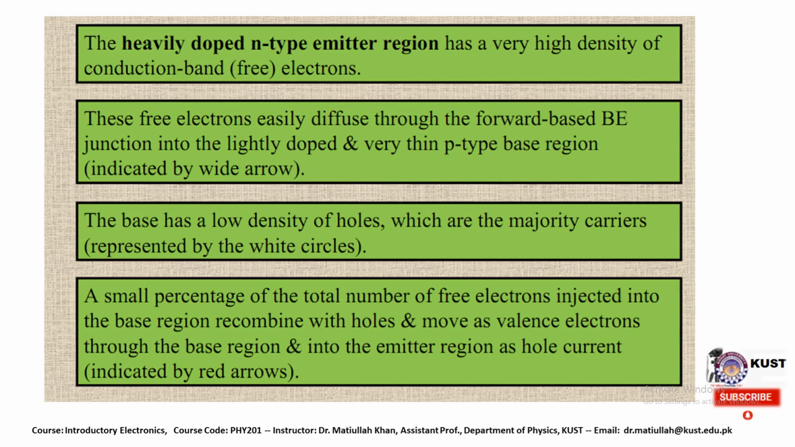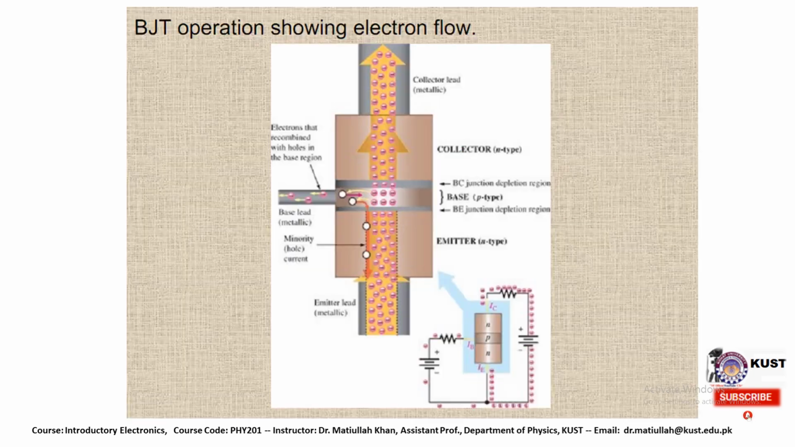So the base has a low density of holes, which are the majority carriers, and similarly a small percentage of the total number of free electrons injected into the base region recombine with holes and move as valence electrons through the base region and into the emitter region as a hole current, indicated by the red arrows. Some of the electrons will meet with the holes in the base region, and that will lead to the base current. We normally look toward these regions. That is the simple explanation of the BJT and its operation.